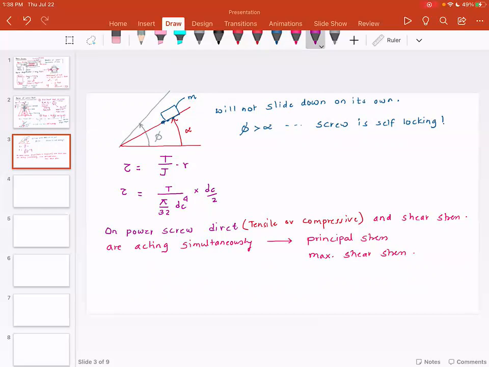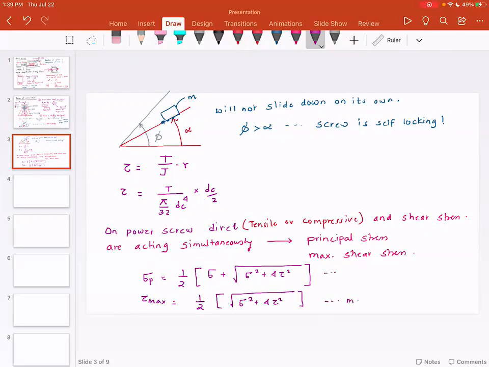So if you look at the equation, sigma principal max is equal to 1/2 of sigma plus the square root of sigma square plus 4 tau square. And if you want to find the maximum shear stress, that is going to be 1/2 of the square root of sigma square plus 4 tau square. So this is the maximum shear, and this is the maximum principal.